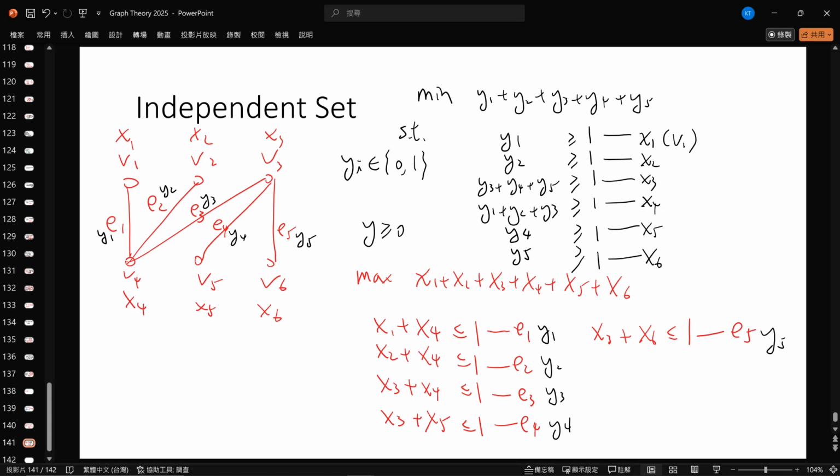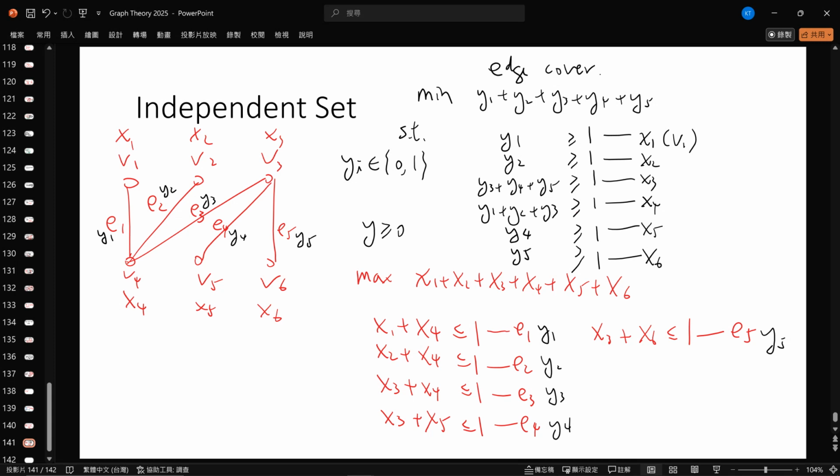And the constraint says for every vertex, we have to pick at least one of its incident edges. So for V1, we must pick E1. This is the only way to cover it. For V2, we have to pick E2. And for V3, we have some choices: we can choose E3, E4, or E5. One of them must be chosen. So we have this corresponding constraint.